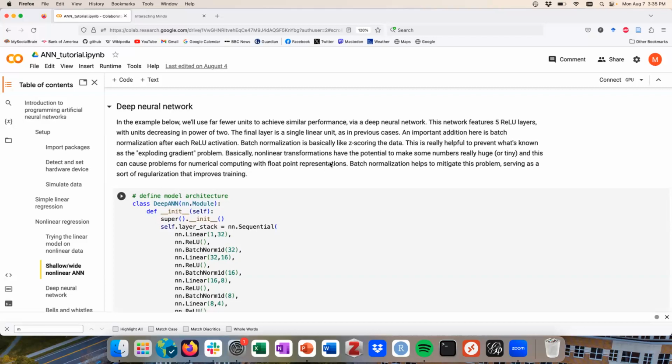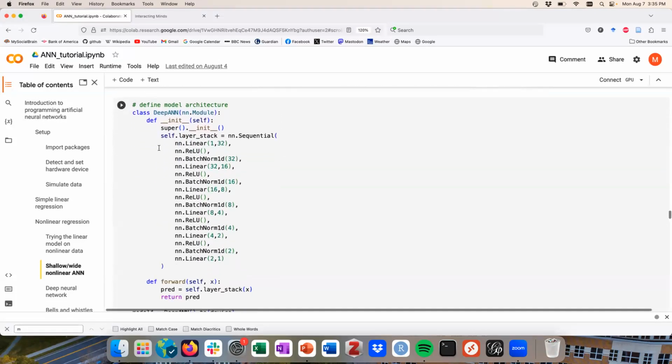And now, of course, we get to the star of the show, the deep neural network, what's really been changing AI over the past decade or so. Here we're going to create a neural network that has many layers. They're all going to be smaller than the really big wide layer we just saw in the previous network. But because we're stacking them on top of each other, you'll see that they can do just as well with fewer units. So here's where we're defining the deep ANN.